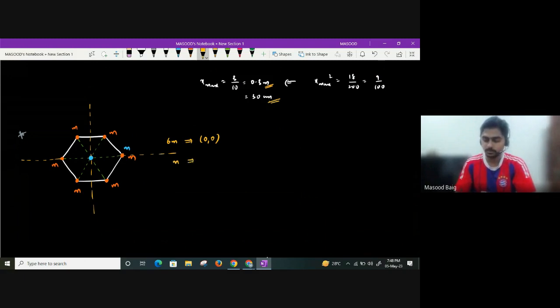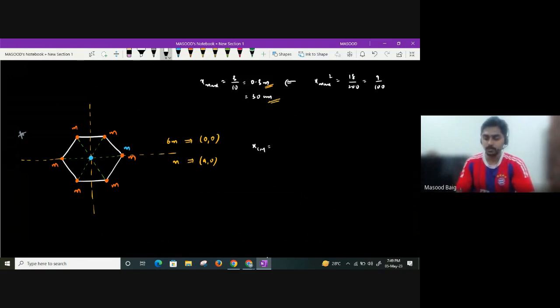Those coordinates will be, see, a regular hexagon is nothing but 6 equilateral triangles. So from here to here it will be the side of an equilateral triangle. So what I can write is a, comma 0. So you have 6m mass, you have m mass. So what would be the new location of the center of mass now?